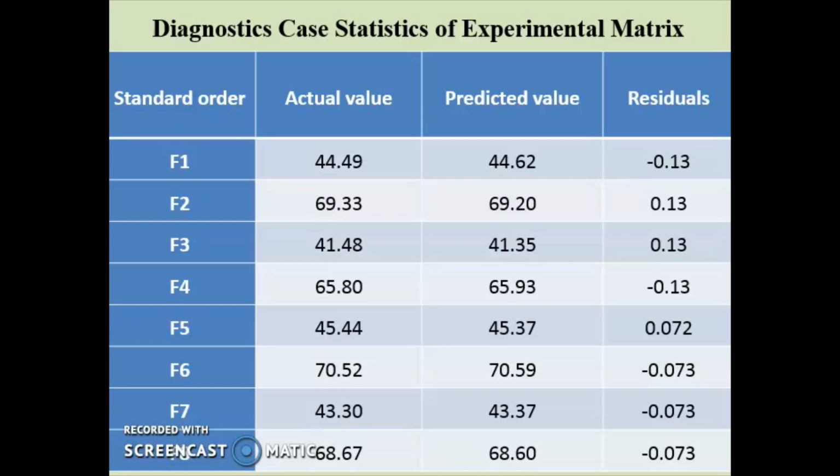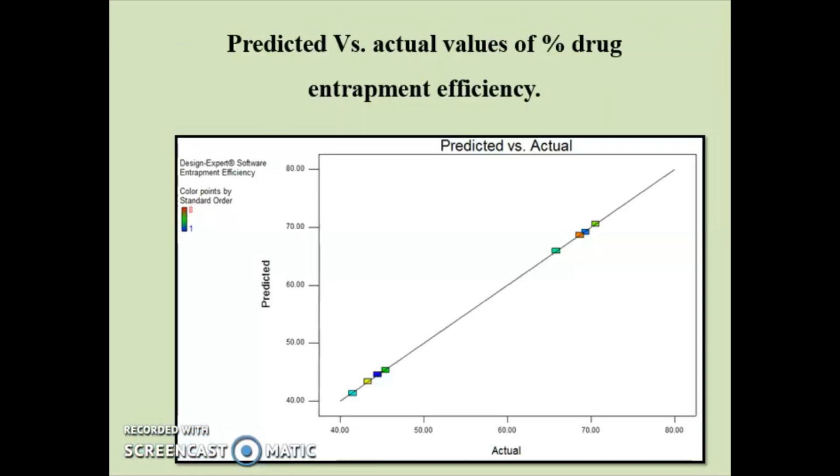If you see the comparison between the actual value and the predicted value, the residual, that is the difference, should be very less. That is considered better. In all these F1 to F8 batches, the residual value is very less. So what we can conclude is that this model as well as the design is properly selected. After that, this is the plot of the actual and the predicted value. It shows that all the points on the straight line indicate the suitability of this design as well as the model.